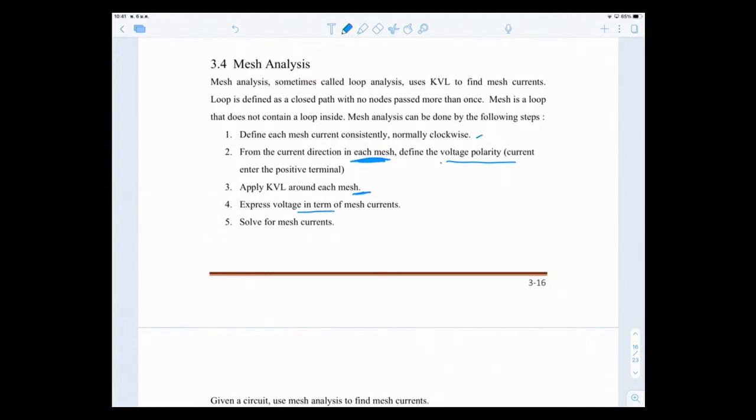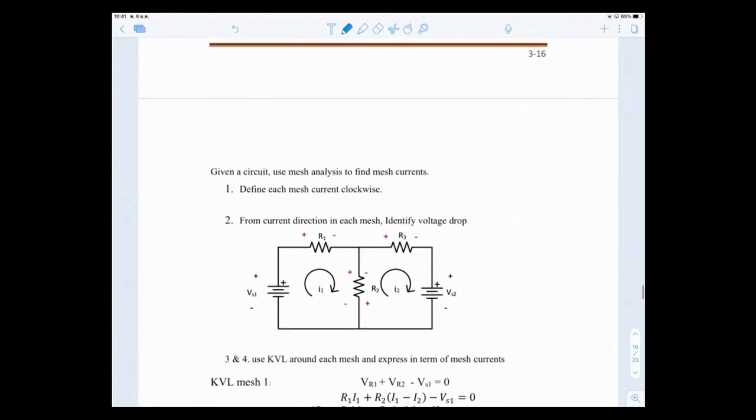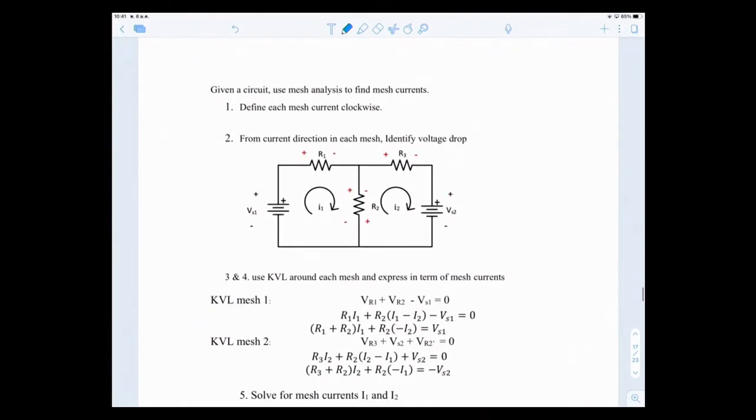You do KVL, so you add voltages. But we want to change those voltage terms into terms of mesh currents, and then solve for the mesh currents. So in mesh analysis, your answers would be the mesh currents. Let's look at it step by step.